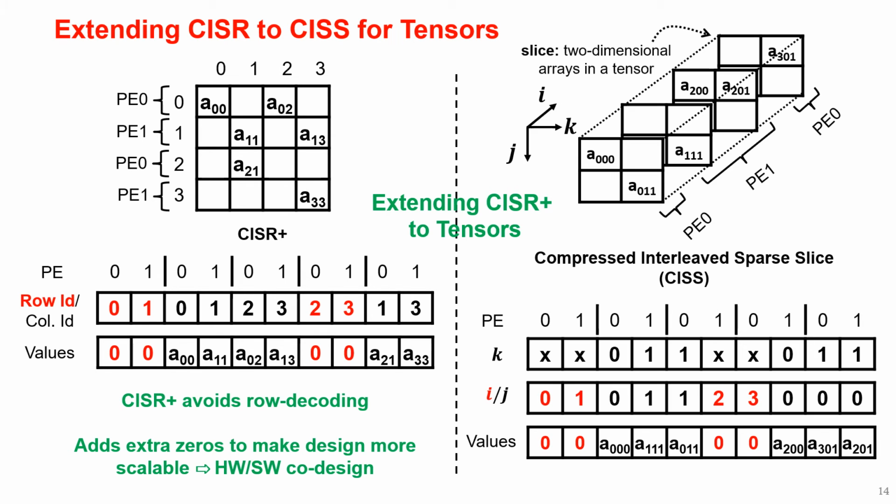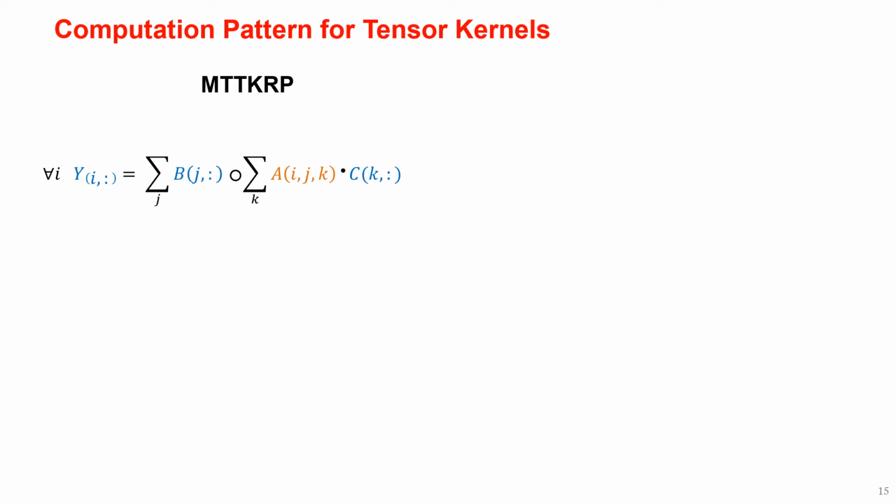We further extend this format to multi-dimensional tensors by assigning different slices of the tensor to different PEs and call it the compressed interleaved sparse slice, or the SIS format. After designing an efficient sparse format, now we will try to design a common compute pattern for tensor kernels. But before that, let's take an example of MTTKRP and try to see what the key components of such computation are.